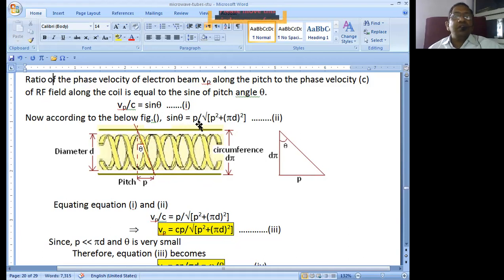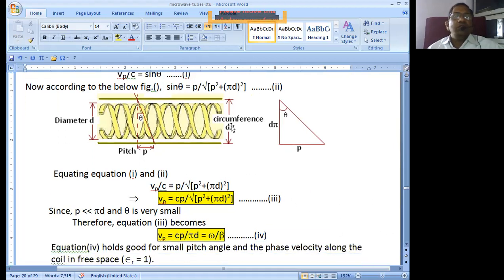So therefore, how can I write this sine theta? Sine theta is nothing but opposite by hypotenuse. What is the hypotenuse? Under root of p square plus (pi d) whole square. So therefore Vp by C is equal to sine theta. Now in this, pi d is very much greater than p, or p is very much less than pi d. The pitch is very much less than the circumference, obviously. So if you reduce that value, we get pi d square. This square and root will get cancelled. So I get Cp by pi d.